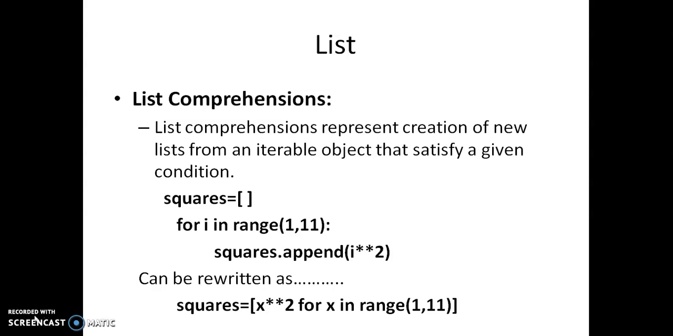So without writing three lines of code, we can complete it within a single line. This is the use of comprehensions. Comprehensions are used for iterable objects, for reducing the number of lines in the code, and to perform simple operations on the list items or any sequence values. For that we can use comprehensions.